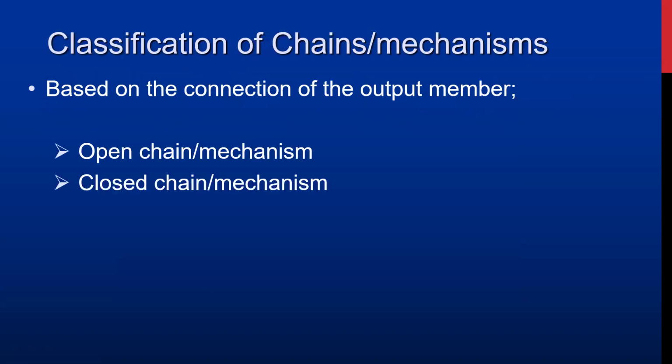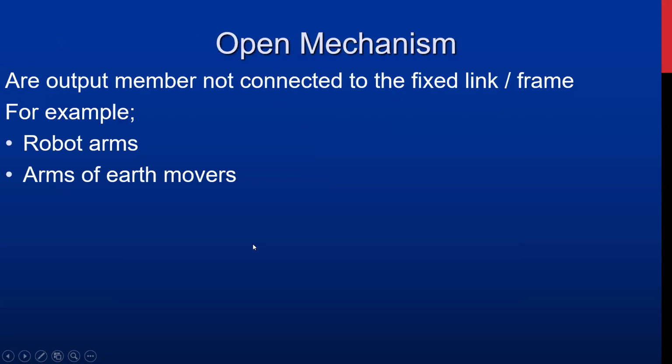So now, classification of chains and mechanisms. They can be classified based on the connection of the output member. If we consider the connection of the output member, we have what we call an open chain, or open mechanism, or it can be a closed chain mechanism. So for an open mechanism, the output members are not connected to the fixed link or frame.